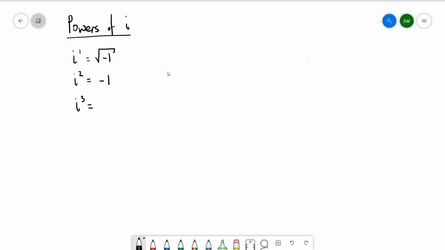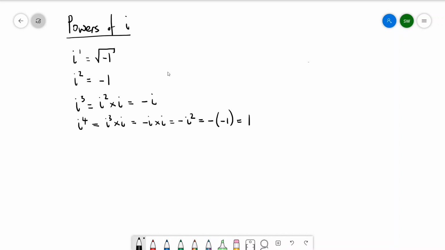i cubed, well, we could write i cubed as i squared times i. But we know that i squared is minus 1. So we've got minus i. Minus 1 times i is minus i. And i to the power of 4 is i cubed times i. But we know i cubed is minus i. So that's minus i times i. i times i is i squared, so we could write that as minus i squared. But we know that i squared is minus 1. So we've got minus minus 1, which is 1.